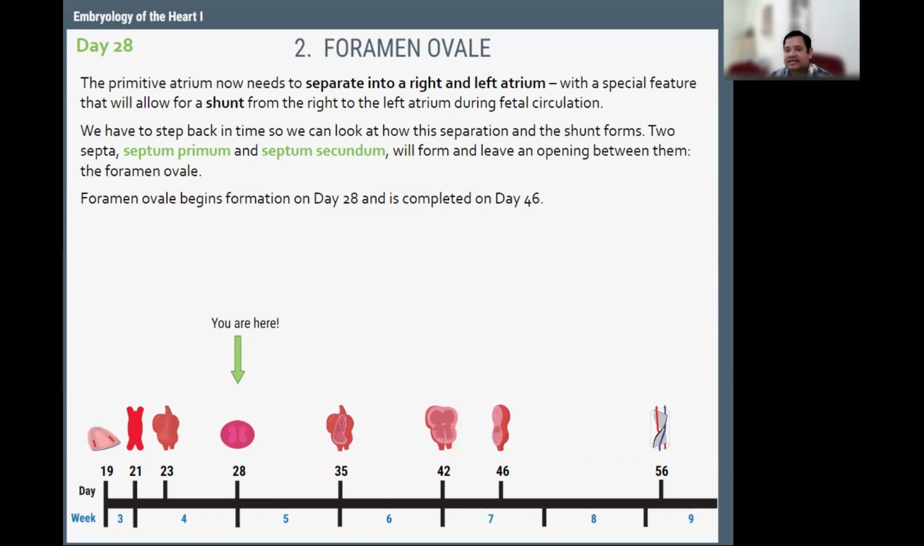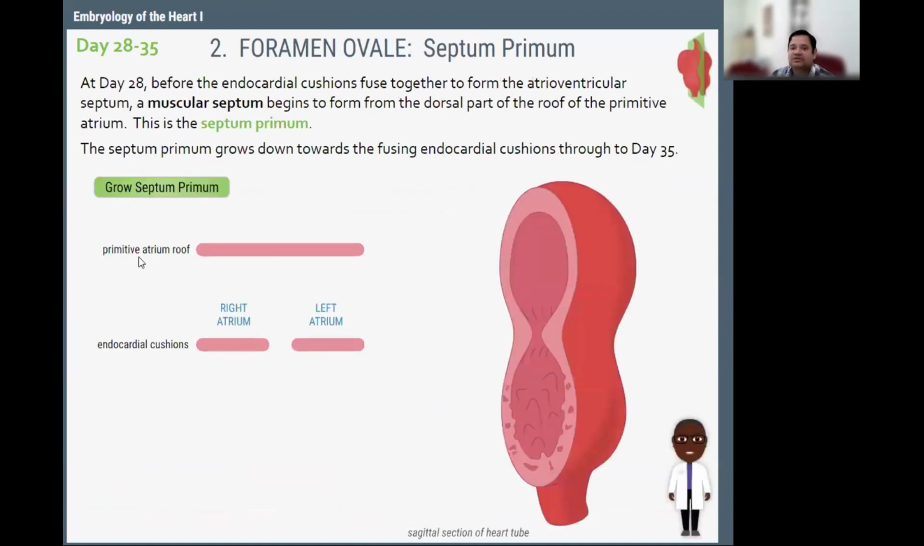Actually, they are going to form the interatrial septum, but there will be an opening which will be closed in future. So foramen ovale begins formation from day 28 and is completed on day 46. So how is it going to happen? The previous one, if you can recall, was dorsoventricle. Now at day 28, before the endocardial cushions fuse to form the atrioventricular septum, a muscular septum begins to form from the dorsal roof of the primitive atrium, and this is called septum primum. The septum primum grows toward the fusing endocardial cushion through day 35.